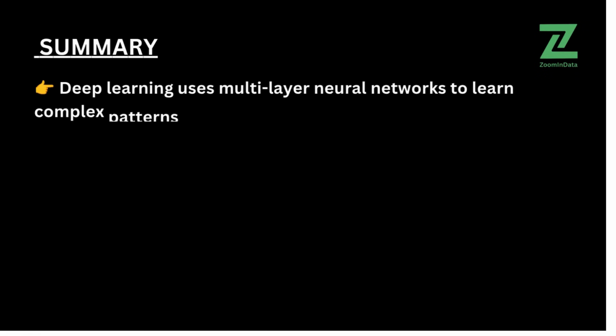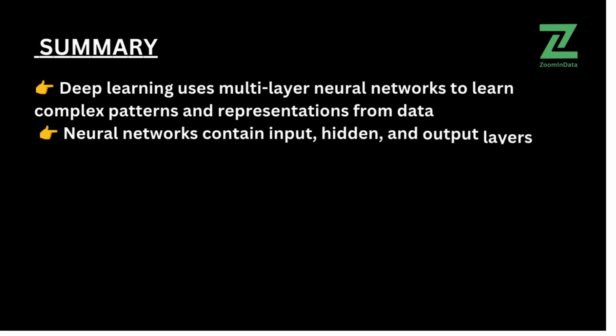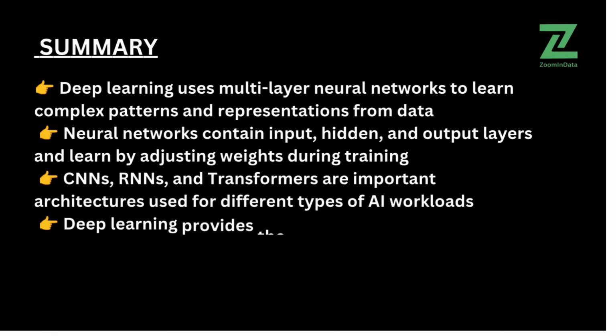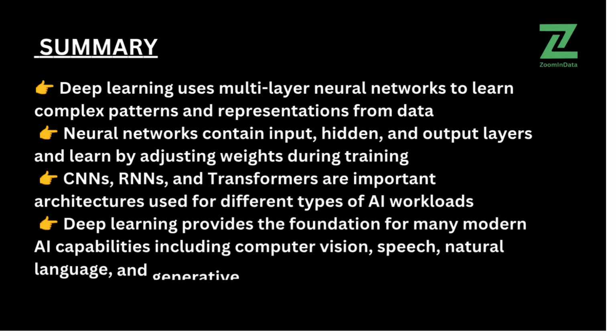Deep learning uses multilayer neural networks to learn complex patterns and representations from data. Neural networks contain input, hidden, and output layers and learn by adjusting weights during training. CNNs, RNNs, and transformers are important architectures used for different types of AI workloads. Deep learning provides the foundation for many modern AI capabilities, including computer vision, speech, natural language, and generative AI.